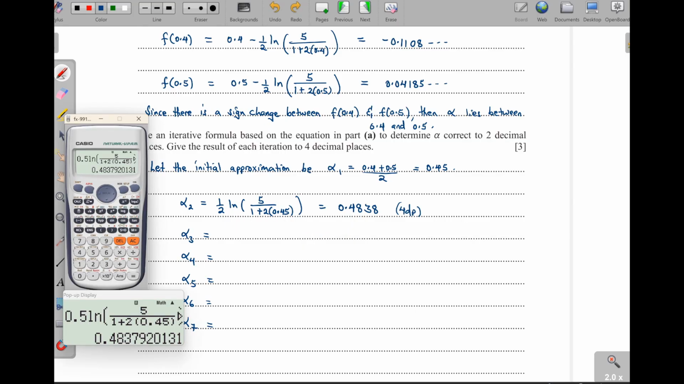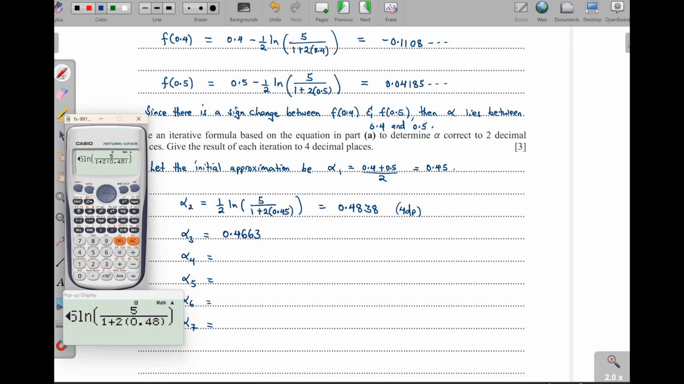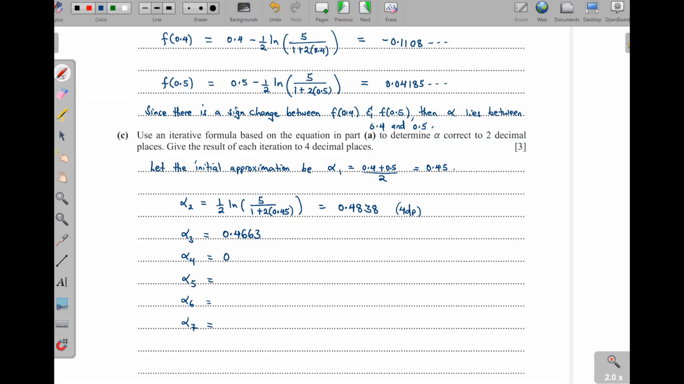Now we come back to this and we put where there is 0.45, I'm going to put 0.4838. That one gives me 0.4663. We continue. I'll just come to this one and then I remove this. This is 0.4663. That's the one I put, and then we get 0.4753.